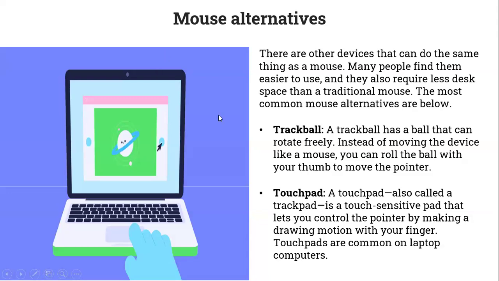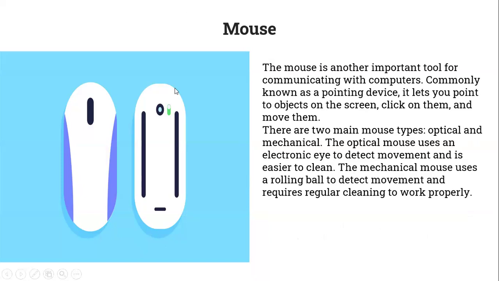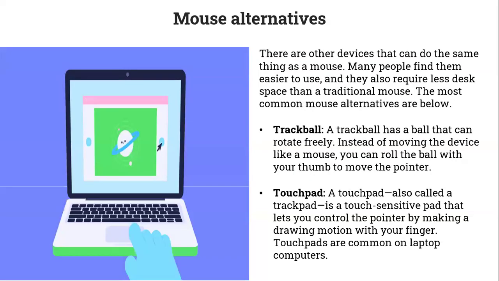Let's look at other types of mouse, because you can see this first diagram here. You realize that this mouse is for people that use desktop computers, right? Though you can also use it on a laptop, its primary purpose was for desktop computers. There are other devices that can do the same thing as a mouse. Many people find them easier to use, and they also require less desk space than a traditional mouse.